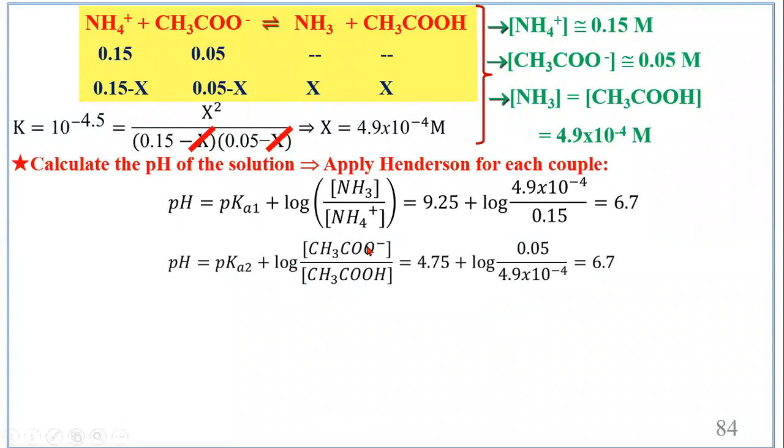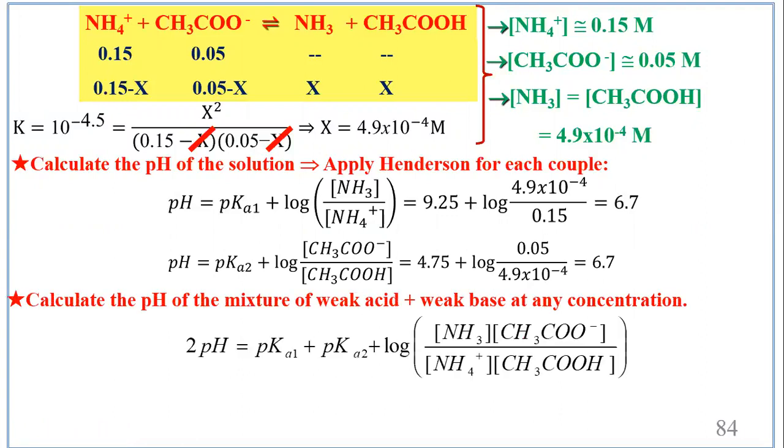So you have the pKa, put the concentration of each ammonia and ammonium from this limited reaction, get the pH. As well, I have another couple, which is my acetate. You can get the pH as well, and you should know that the pH from either couple should be the same. Why? Because this is the same mixture, okay? All of these are in one single solution, so I can't have two different pHs for a single, homogeneous solution.